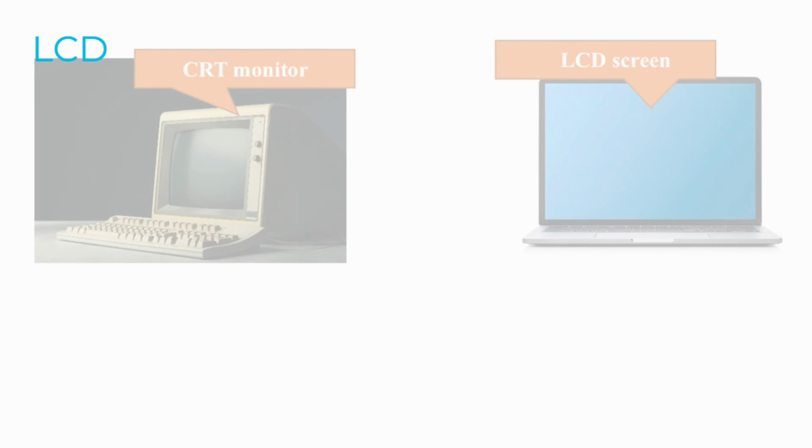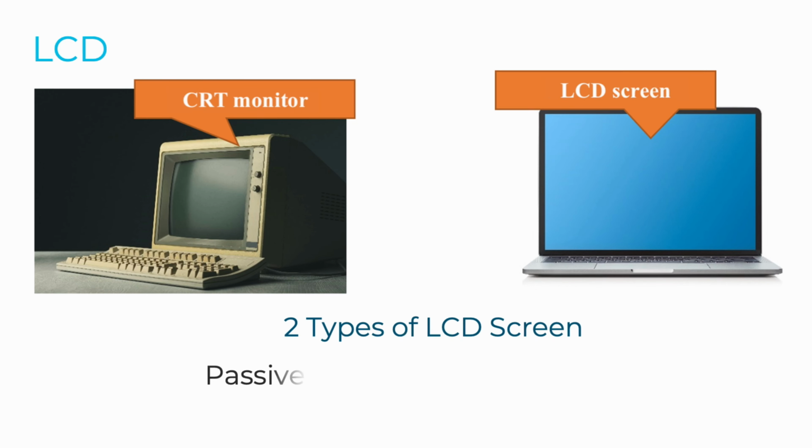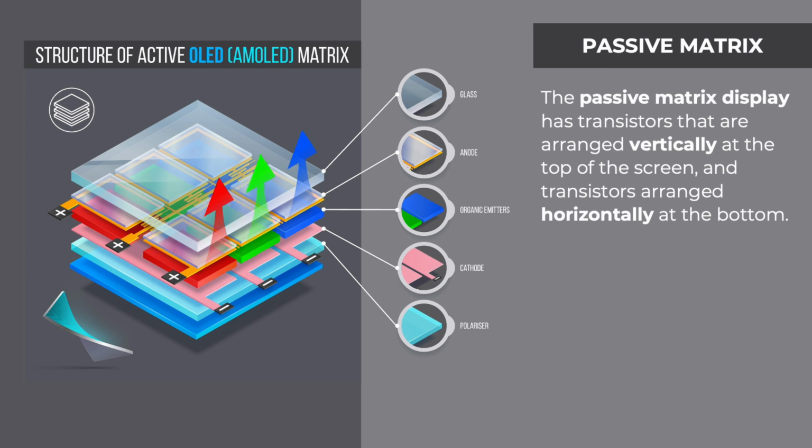LCD screens replaced cathode ray tubes. There are two types, the passive matrix screen and the active matrix screen. The passive matrix display has transistors that are arranged vertically at the top of the screen and transistors arranged horizontally at the bottom. Here, each pixel receives pulses that tell it what information to display. This type of screen offers a very good image quality with a good refresh, as well as brighter displays.